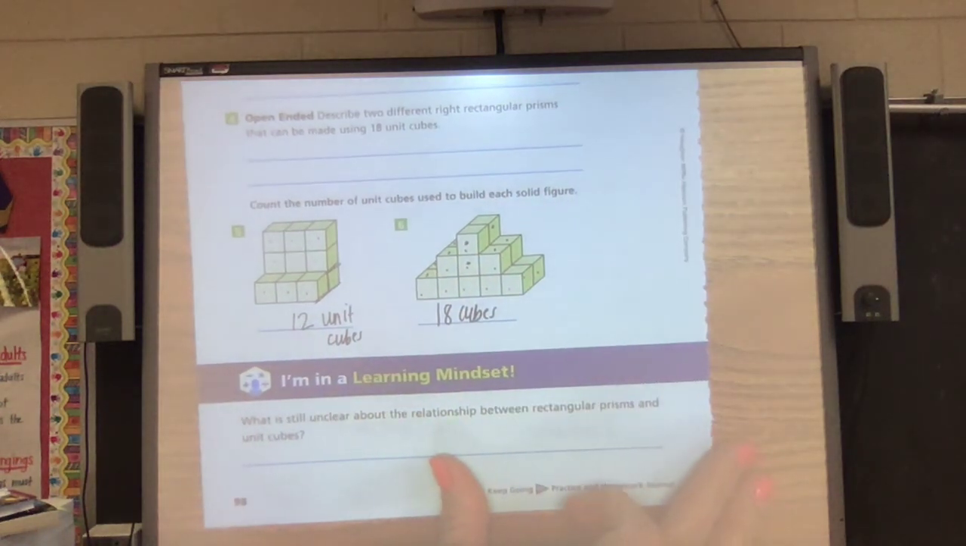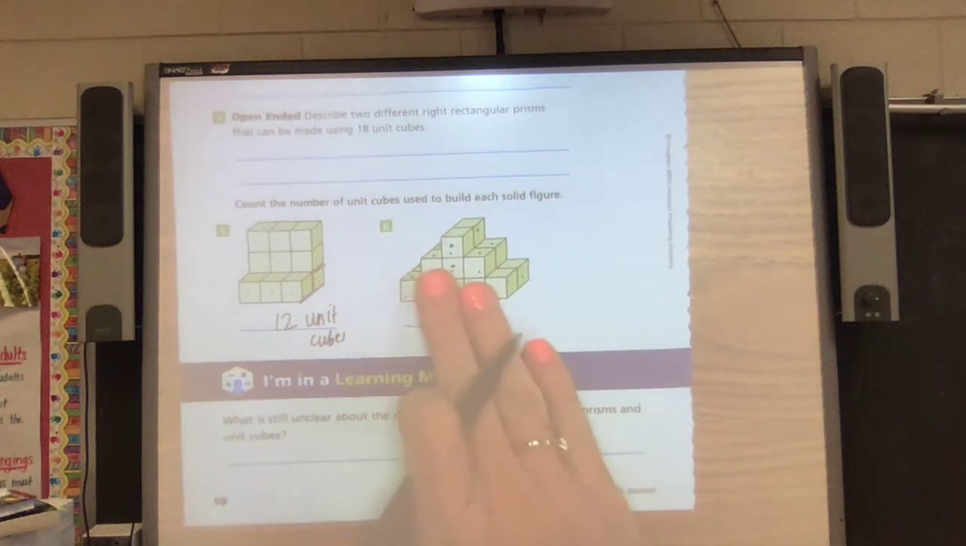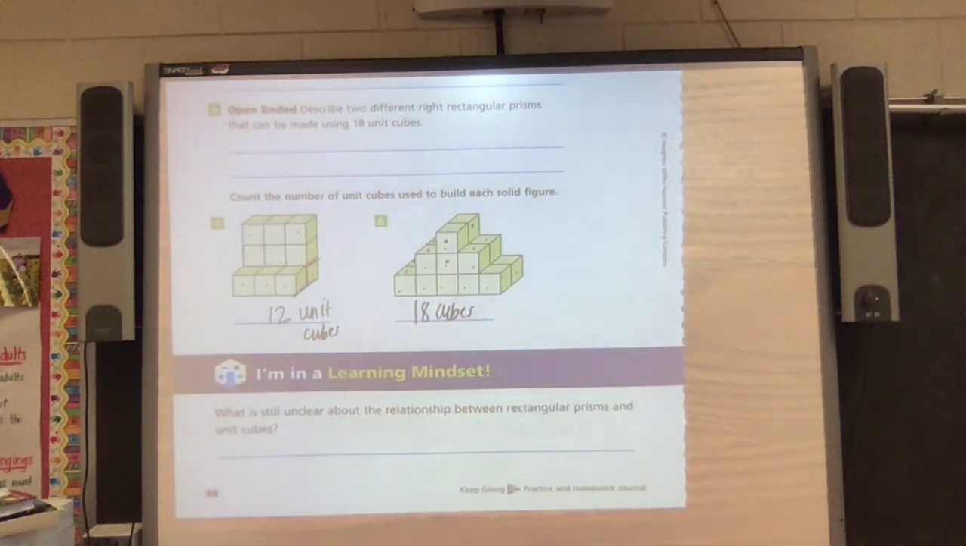Alright, and that's our job today. Your homework is a lot of looking like this, counting those cubes. Do that, and we will talk about it tomorrow.